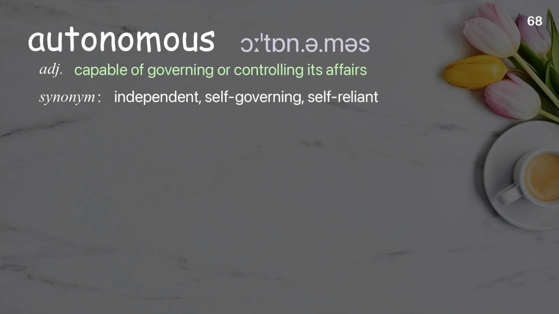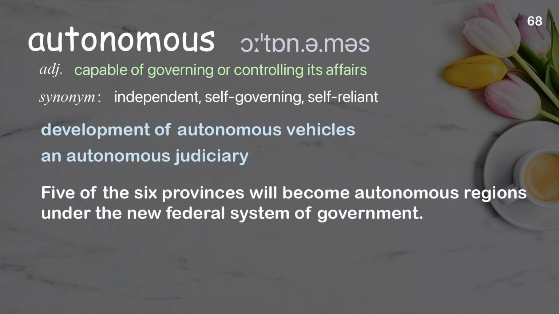Autonomous. Capable of governing or controlling its affairs. Examples: Development of autonomous vehicles. An autonomous judiciary. 5 of the 6 provinces will become autonomous regions under the new federal system of government.